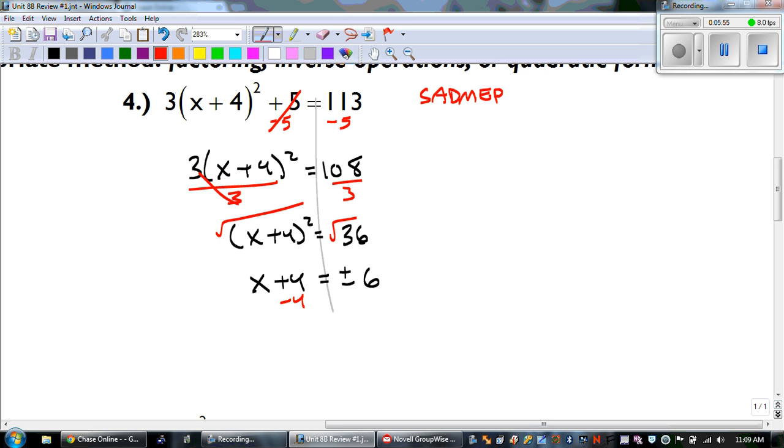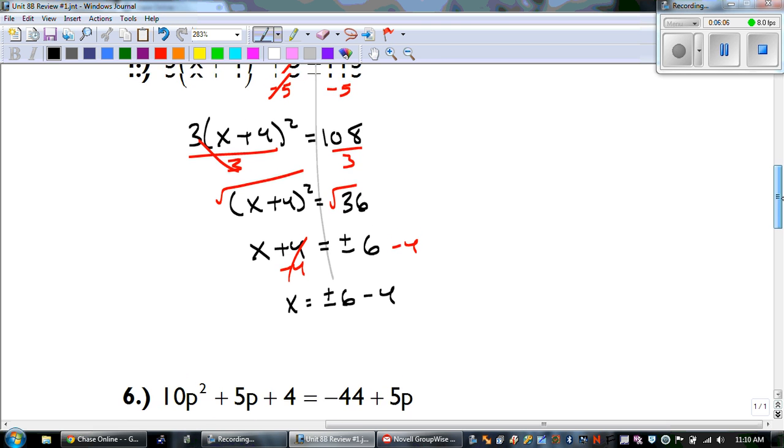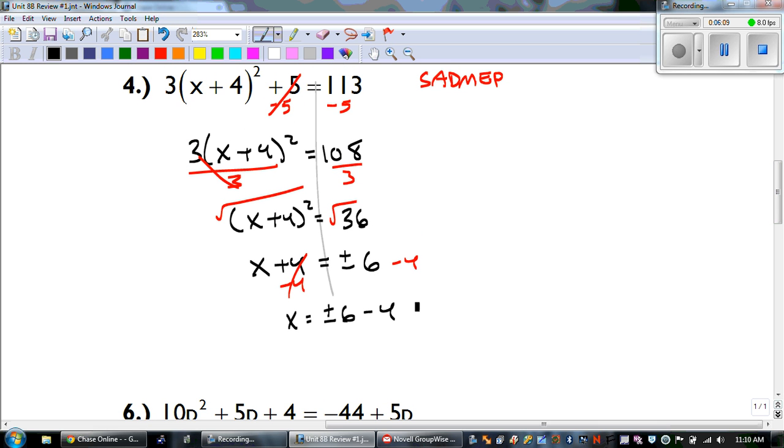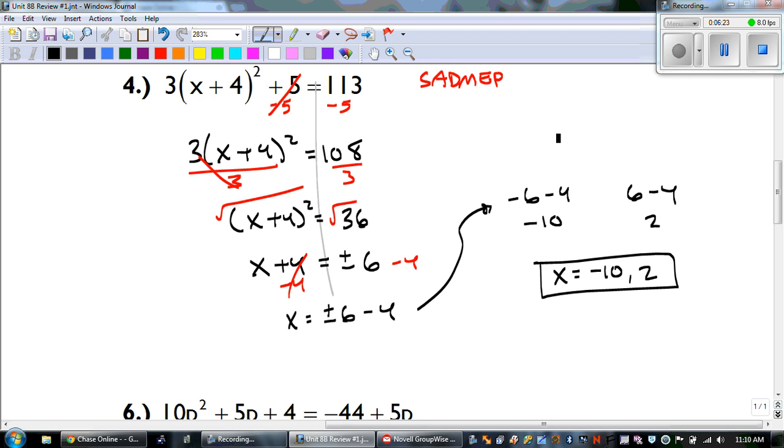Okay, now to solve, I have to subtract 4, and x equals plus or minus 6 minus 4. So now we have to solve that. So I have room over here to the right. So I have negative 6 minus 4, and then I have 6 minus 4 to give us our two answers of negative 10 and 2. So x equals negative 10 and 2. So that's an example of using inverse operations to solve.